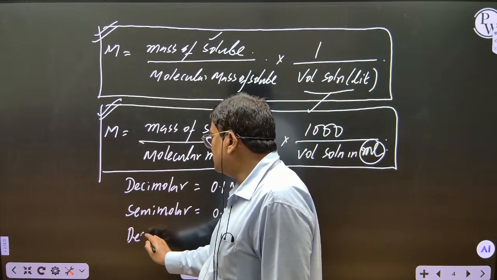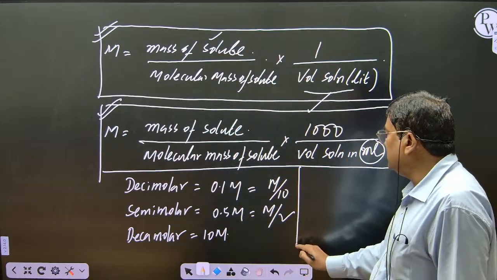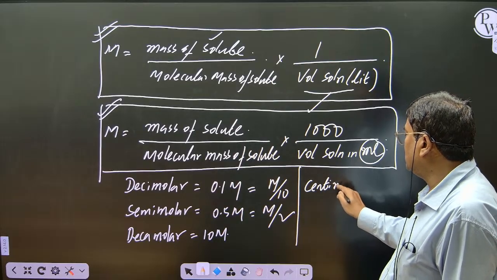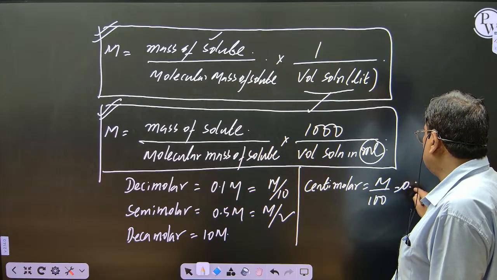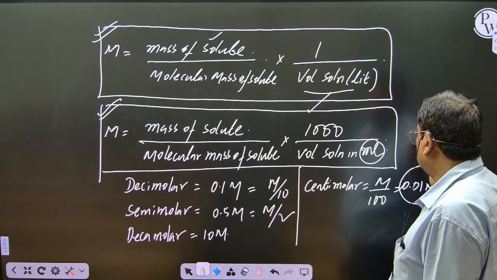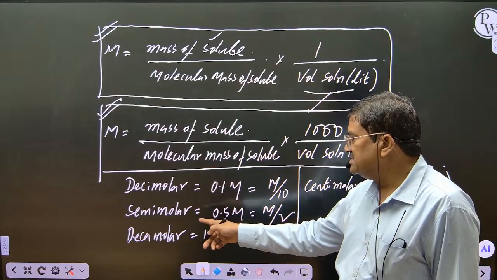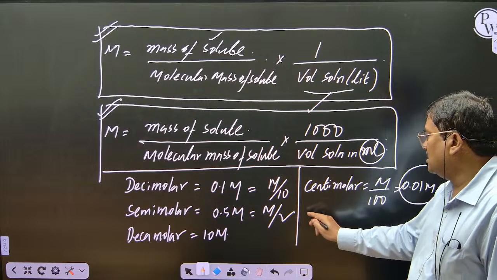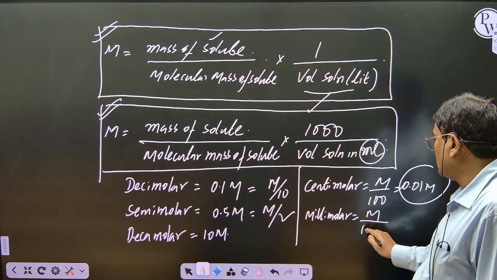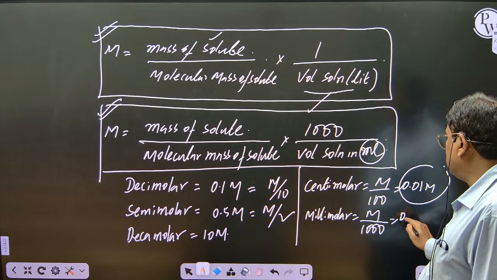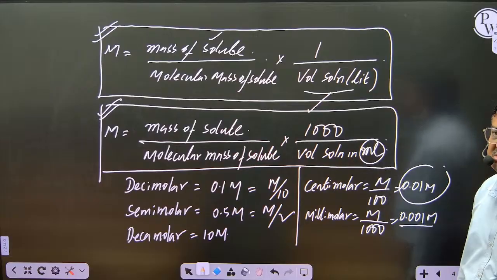Decamolar. Deca means how much, students? Deca is 10 molar. And centimolar. What is centi? Centimolar is 1 by 100, that is M by 100, or we can write 0.01 molar. You have to know these prefixes: deci, semi, deca, centi, millimolar. If millimolar is said, what is milli? 10 power minus 3, that is M by 1000, which is 0.001 molar. Copy these relations and these terms.